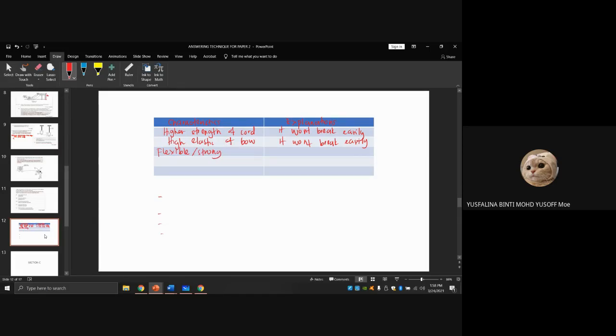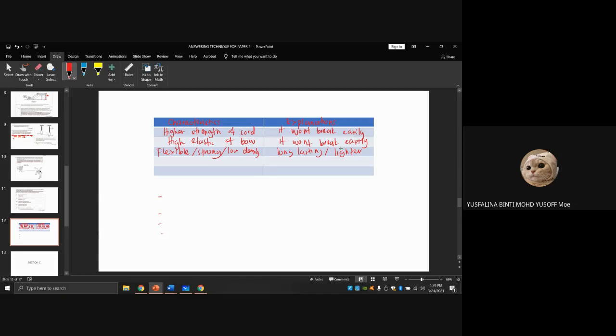Flexible, strong, low density. Why low density? So it will be lighter. For flexible and strong, you can say it can be long lasting. For the low density, the reason is lighter. You can have many choices of the characteristic here, but you only put one. This is what I said for the answer. For the teacher's answer, they have a lot of choices.